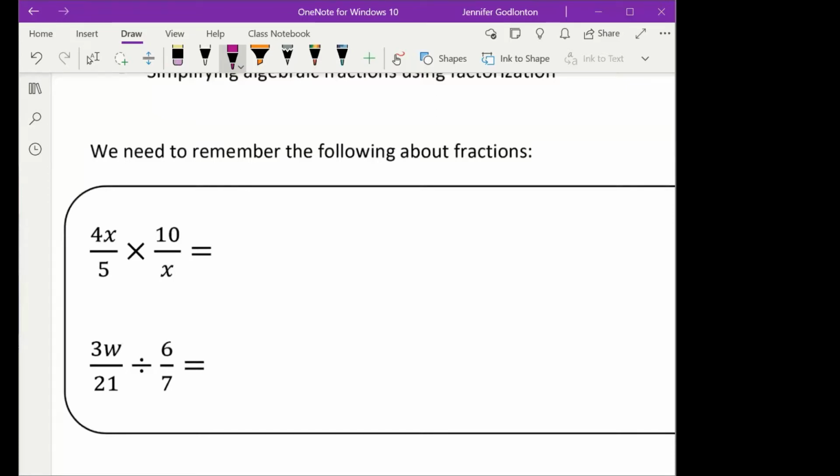So I could say, well, 4x times 10 is going to give me 40x, and 5 times x is going to give me 5x. And if I simplify that, 40 divided by 5 gives me 8, and my x's are going to cancel, so I just land up with 8. I can do it that way, okay, but it's a bit longer. Who thinks that they can tell me a way that can reduce my time when I'm multiplying fractions?